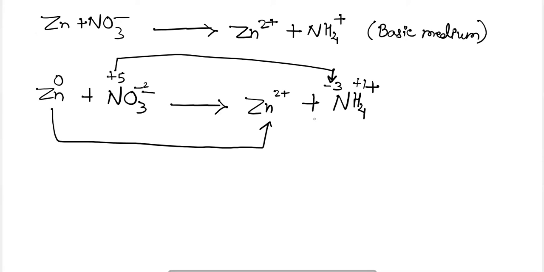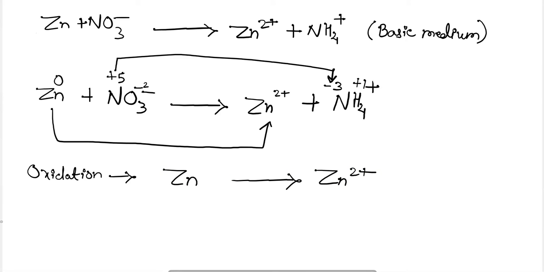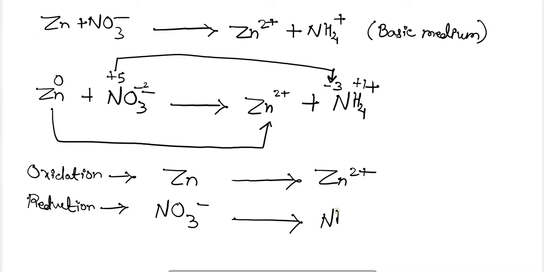So after this, what will happen? We will form the two half reactions. The first is the oxidation half reaction, that is Zn forms Zn2+. The next is the reduction half reaction, that is NO3- forms NH4+.